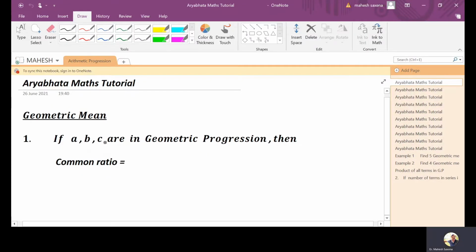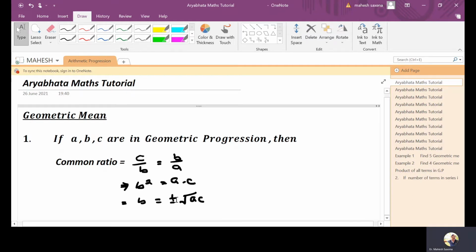If A, B, C are in geometric progression, then the common ratio will be C upon B, and that is also equal to B upon A, which implies that B square is equal to A into C. Therefore, B is equal to plus minus under root AC.